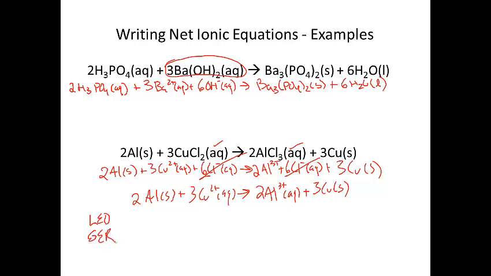All right. Well, Al goes from 0 to plus 3. Copper goes from plus 2 to 0. So aluminum loses electrons. And copper gains electrons. All right. So I apologize for the speed with which I flew through net ionic equations. There's plenty of practice on the problem set.